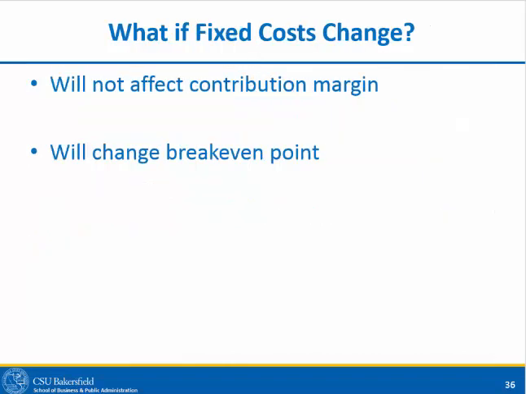So next is what if fixed cost changes? Well, if fixed cost changes, it will not affect contribution margin, because sales price and variable cost per unit remain constant. They don't change, so the subtraction will not change. So I'm not going to write that down.